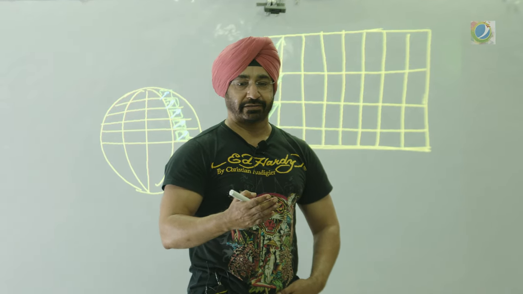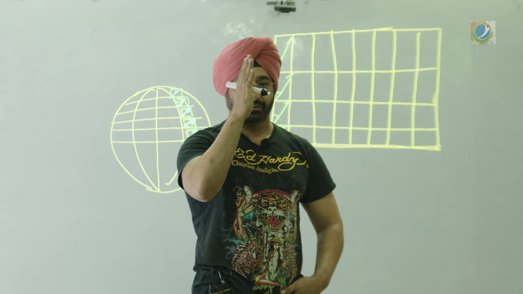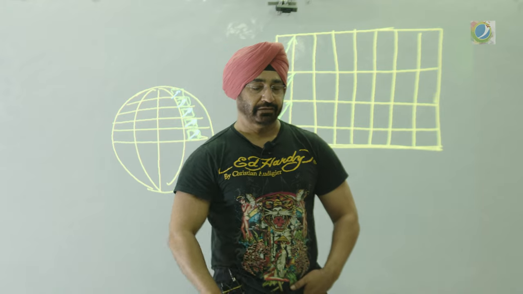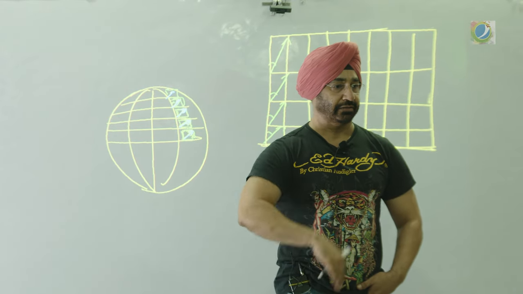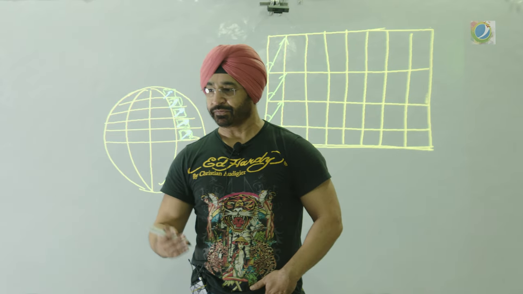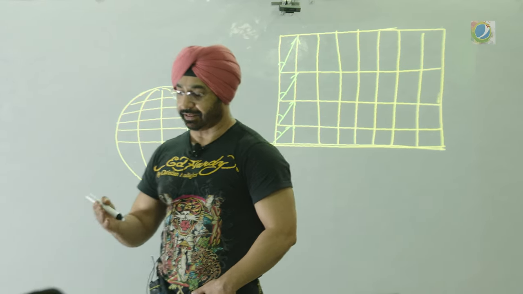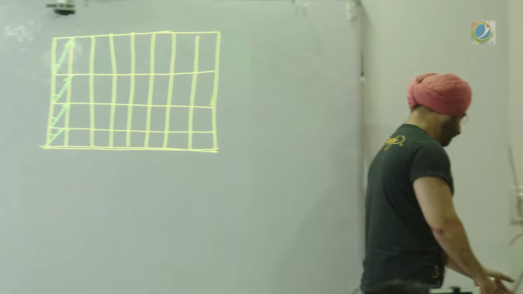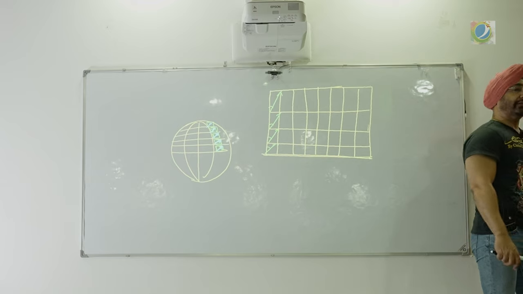How are the directions? They start from 000, 090, 180, 270. Correct. How much is the difference? 90 degrees. So logically, if you want to see the difference between north and east, how much should it be? 90 degrees. Okay, so it is 90 degrees.